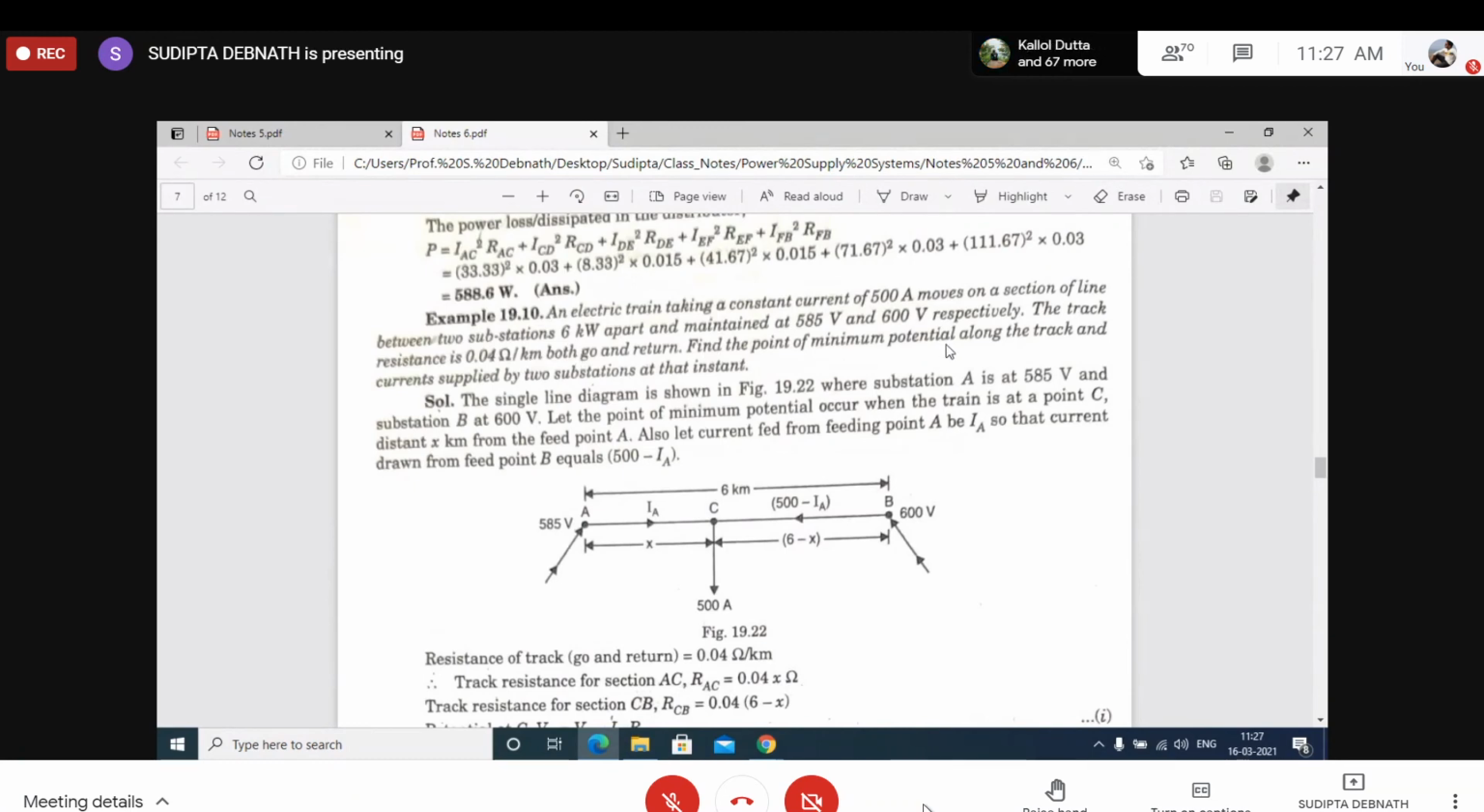Find the minimum potential along the track and current supplied by two substations at that instant. So what is this?